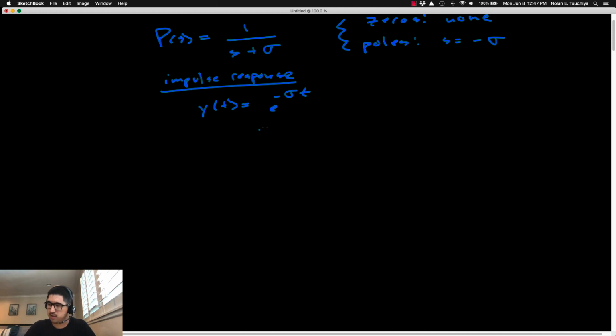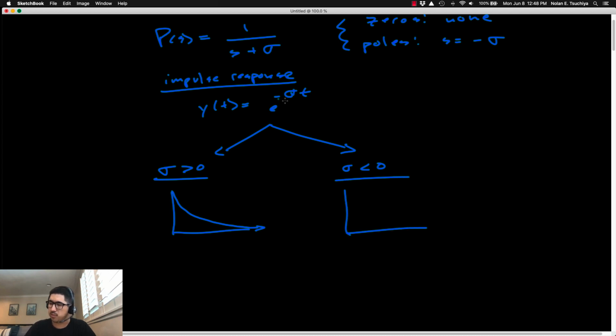Now, for our analysis of stability, there's basically two routes that we can go here. If sigma itself is greater than 0, then the response is a nice, predictable exponential decay to 0. We have e to the minus some positive value t, so we get exponential decay. Whereas if sigma is less than 0, the problem is we've got a double negative in the exponent. So we have e to the minus a negative value, so e to the positive some number t, and we get a divergence of the output to infinity.